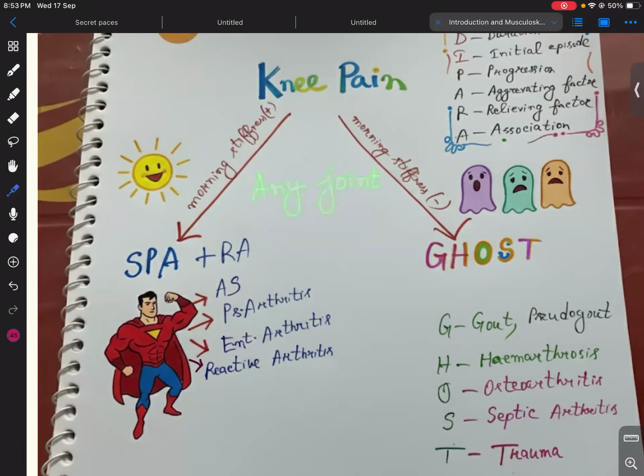Suppose whenever a patient tells you that I have knee pain, apart from that I have occasional pain at the base of my great toe. So what can be the diagnosis in this case? Can anyone tell me?